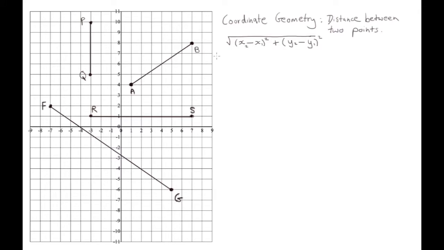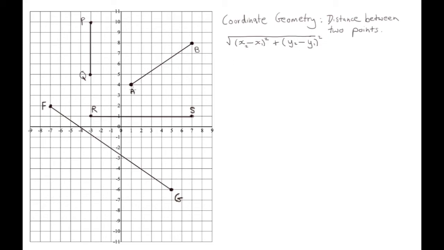So we have to use a formula, which if you're a Leaving Cert student, you'll be offered a logbook, and this formula will be in the logbook. So you don't have to memorize it. However, you'll be practicing it so much that you'll probably remember it. So the formula is square root of x2 minus x1 squared plus y2 minus y1 squared.